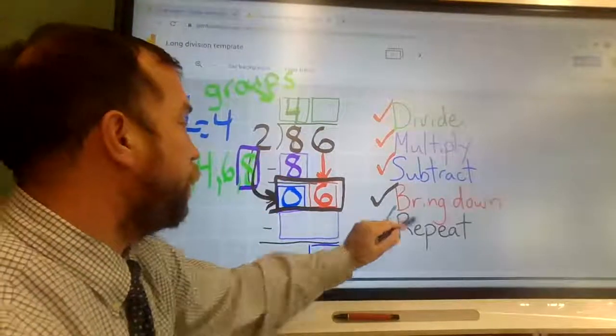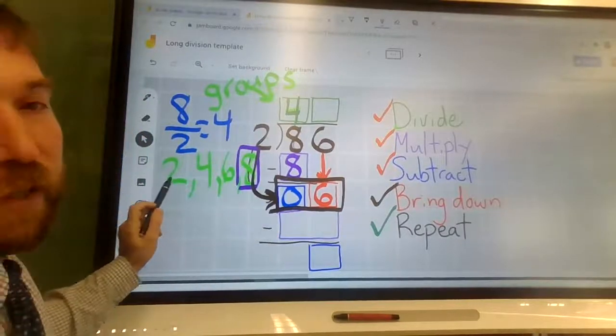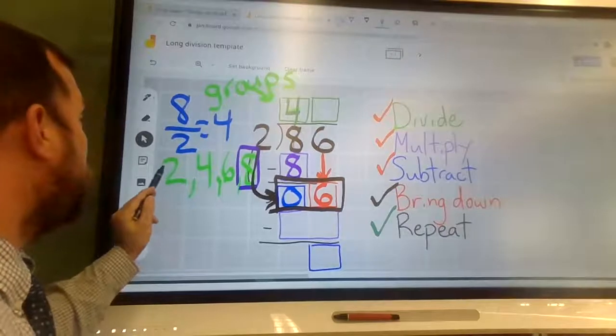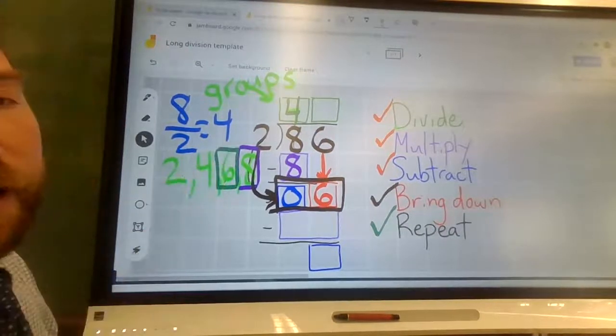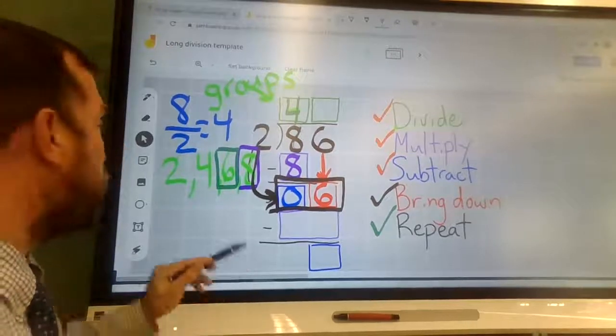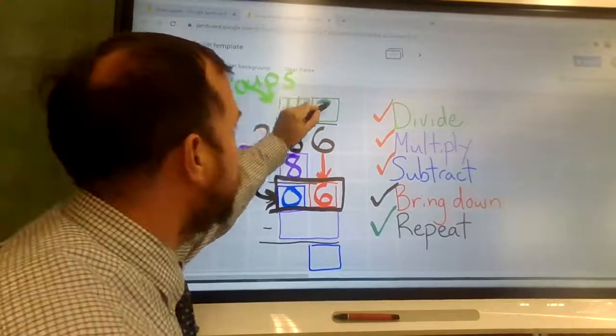Now we're going to repeat. How many times can 2 go into 6? And again, my little chart over here wasn't a waste of time. It's still there. 2, 4, 6. Now I want this one. How many groups was that? That was 1, 2, 3 groups.